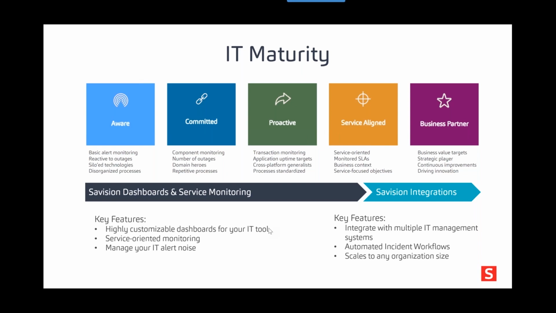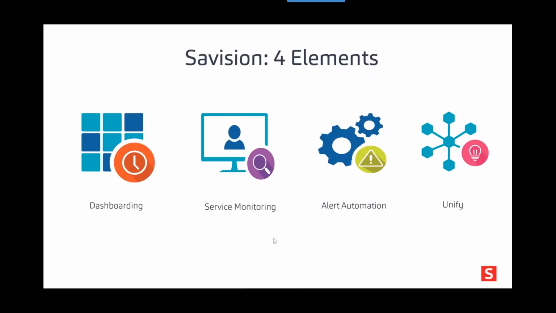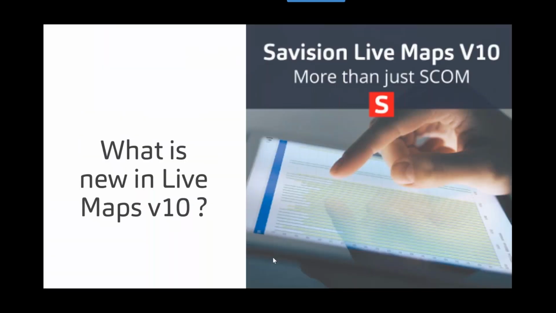And what we've noticed is the further down we get down the chain, the more service line you get, the more the conversations become not about how my piece of the puzzle is working, but more about how is the complete picture of the puzzle. So with that in mind, what we've done is with Live Maps version 10, taken that to a next level. Currently within Savision, we have based our solution and our strategy moving forward on these four main pillars: dashboarding, service monitoring, alert management, and unify. I'm just going to focus in a little bit on dashboarding, for example.